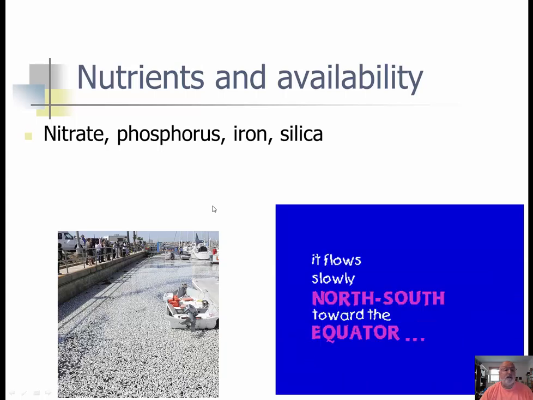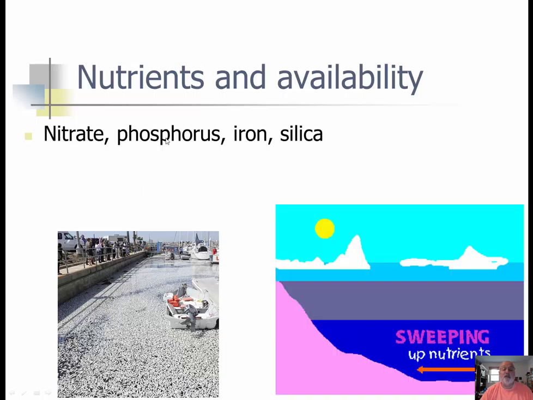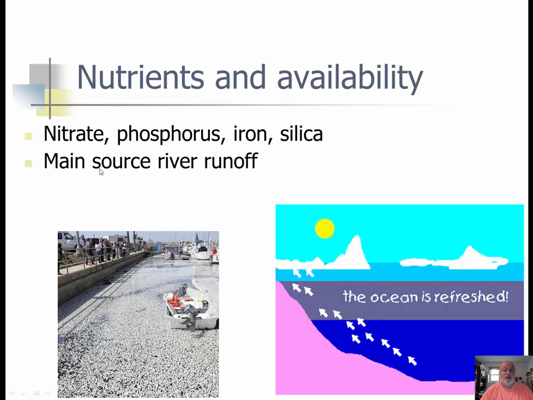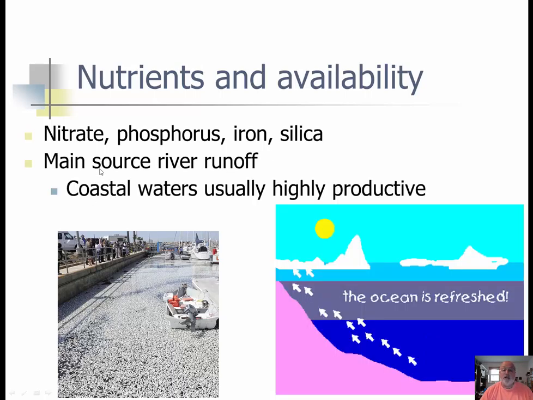Nutrients and availability. The nutrients that the critters are looking for are nitrogen, phosphorus, iron, and silica. The main source is river runoff, and coastal waters are very high productivity.